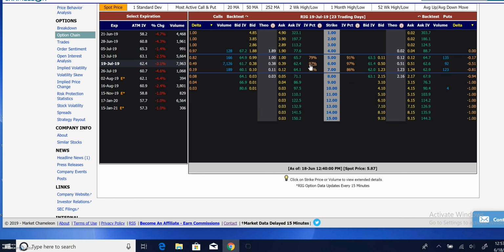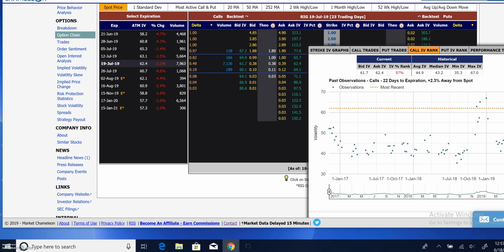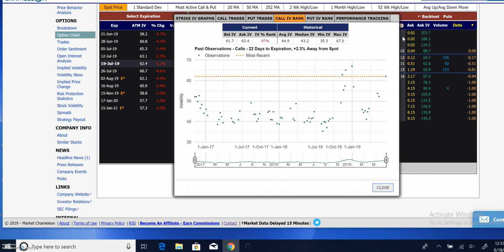Let me just close this really quickly. Let's bring up what this actually looks like historically. This solid orange line over here, that's where the implied volatility is right now, around 62. This makes it a 97th percentile. 97% of the historical observations fall below the current level. As you can see, here's a few that were above that level.